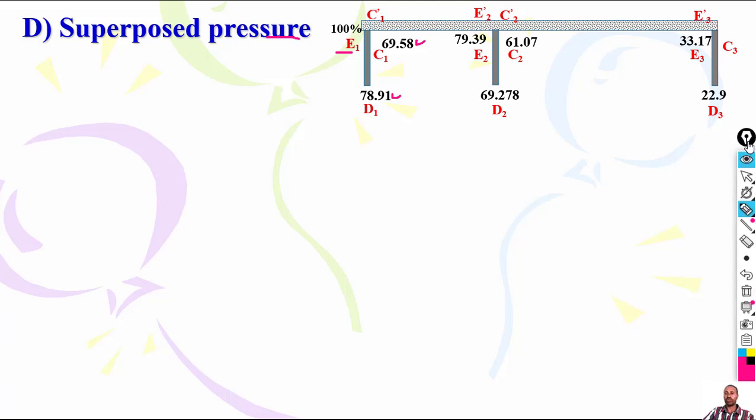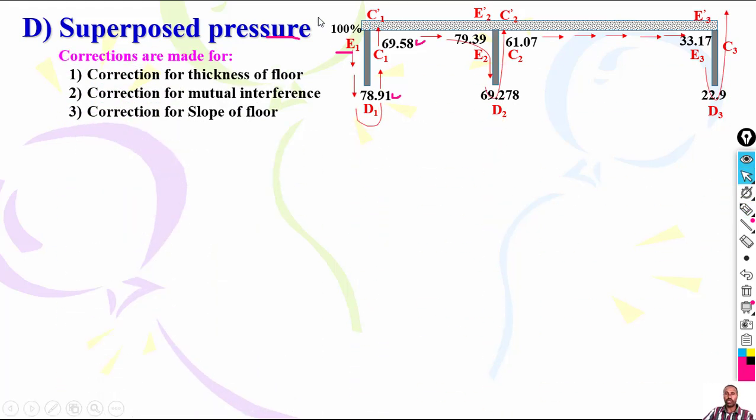So once you compute these values, now let's go to superposed pressure, where the direction of flow, or the seeping of water, is in this direction like this. It will go like this, and finally you have to calculate. Corrections are made for correction of floor thickness, correction for mutual interference, and correction for slope of flow. So let's start with thickness correction first.